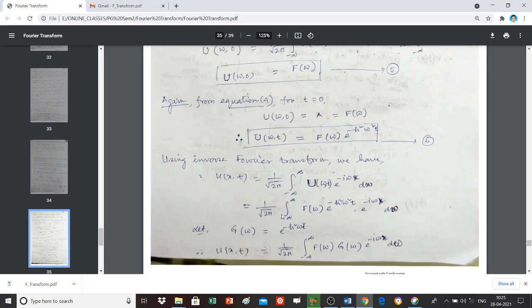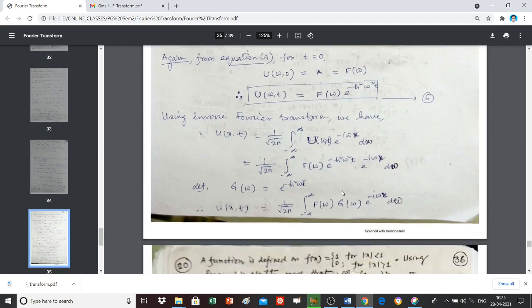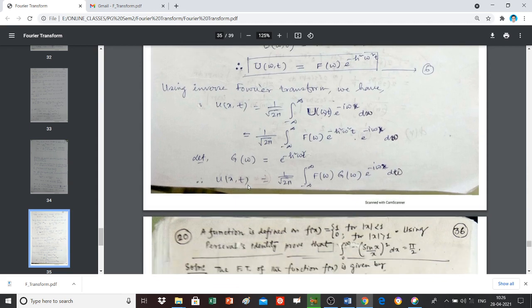So that is equal to 1 by root 2 pi, integral from minus infinity to plus infinity, f of omega, substituting the value of u omega t, e to the power minus h square omega square t, and after that e to the power minus i omega x d omega. Now let us consider that e to the power minus h square omega square t is equal to g of omega. So u of x, t is equal to 1 by root 2 pi, integral from minus infinity to plus infinity of f omega g omega e to the power minus i omega x d omega.